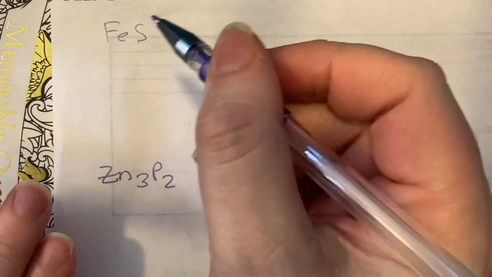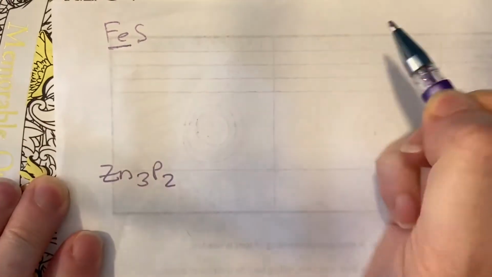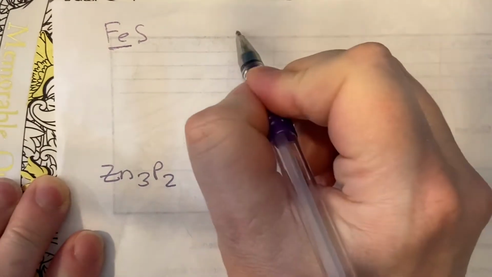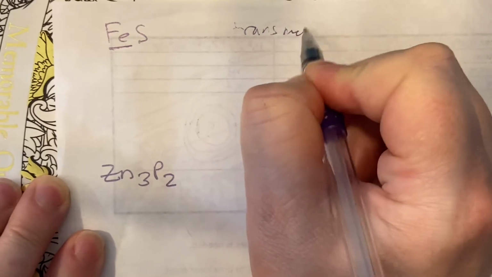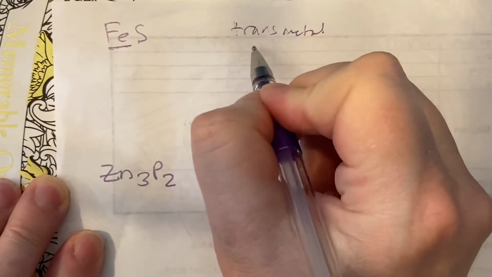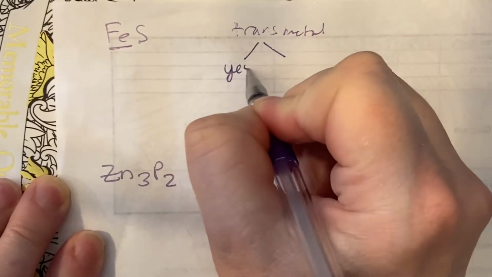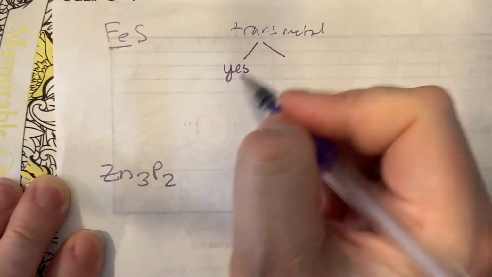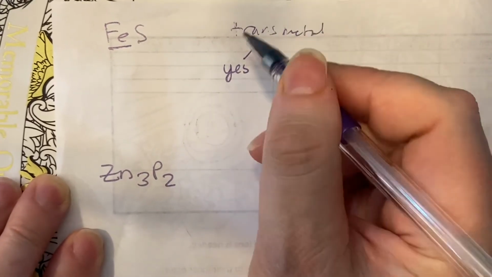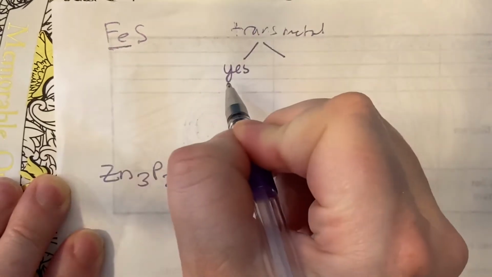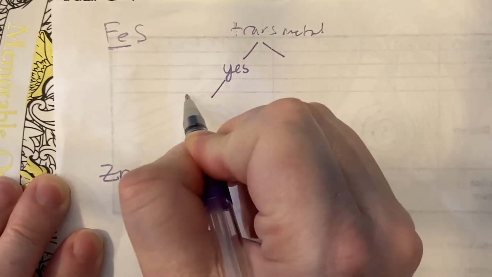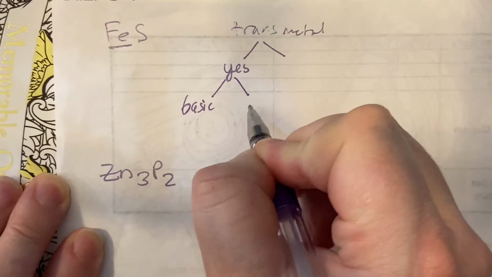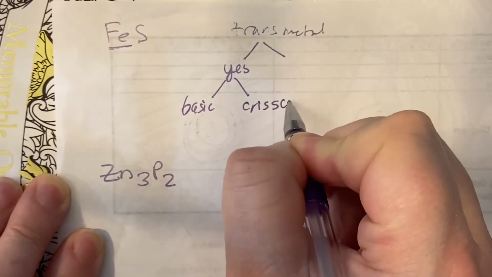Right here we have chemical formulas and we need to figure out the chemical name. So we have to decide what type of cation we have. Every time, you're going to check the cation. Is it a transition metal? Yes or no? If the answer is yes, it's a transition metal, you need to find the Roman numerals. So our next question is, is it a basic ship or is it a crisscross?